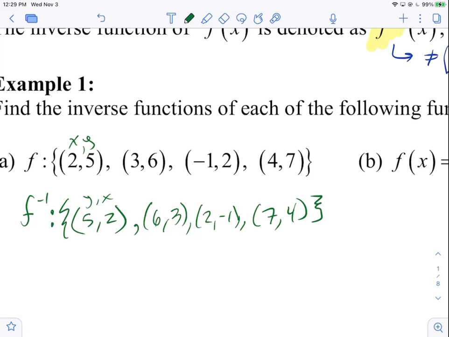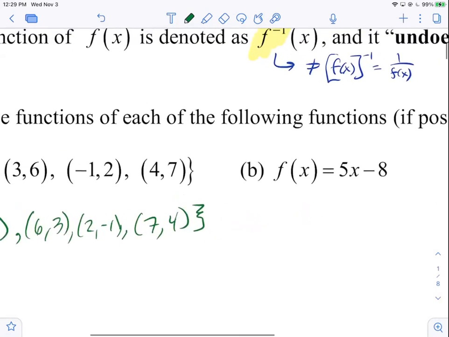F, right? So if you have a sibling, you don't go home and argue over who the sibling is. I'm the sibling. No, I'm the sibling. Well, you can't be the sibling because I was here first. Same thing with f and f inverse. F might have been there first, but f inverse, okay?